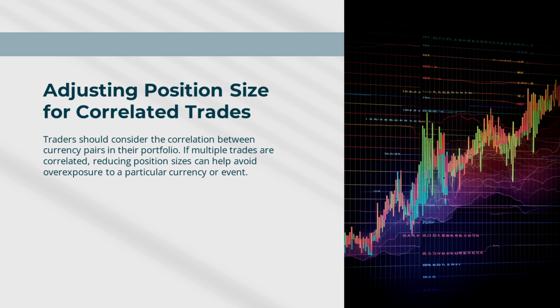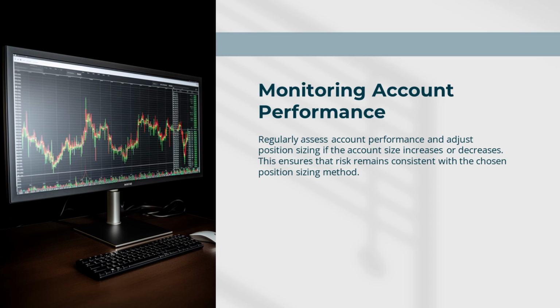Adjusting position size for correlated trades. Traders should consider the correlation between currency pairs in their portfolio. If multiple trades are correlated, reducing position sizes can help avoid overexposure to a particular currency or event. Monitoring account performance. Regularly assess account performance and adjust position sizing if the account size increases or decreases. This ensures that risk remains consistent with the chosen position sizing method.